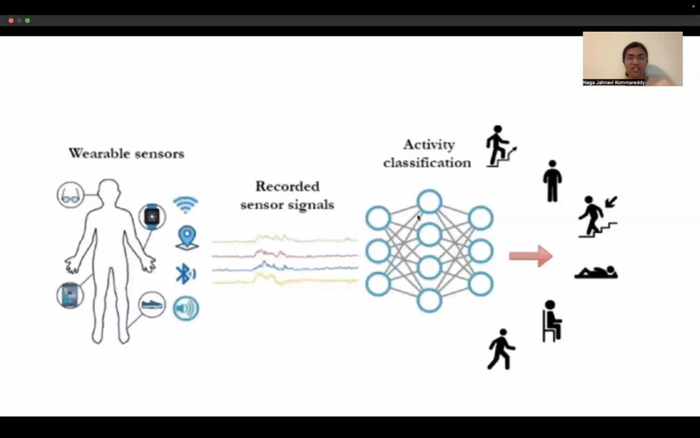This slide shows a visual representation of what we are going to do in this project. The main aim is to predict the activity being done by a human being based on the sensor data taken from a mobile phone.